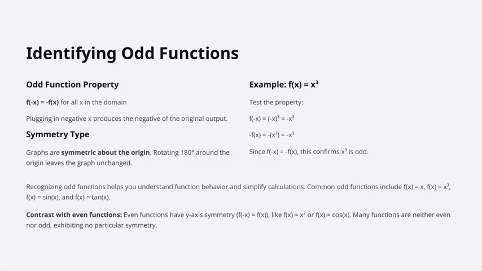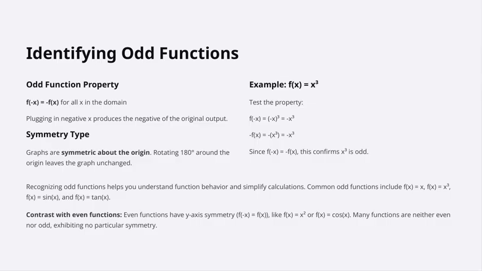Let's talk about how to identify odd functions. The key property of an odd function is that f(-x) equals -f(x) for every x in the domain. What this means in practice is that if you plug in the negative of a number, the output is just the negative of the original output. Visually, this gives the graph a particular kind of symmetry. It's symmetric about the origin. If you rotate the graph 180 degrees around the origin, it looks exactly the same.